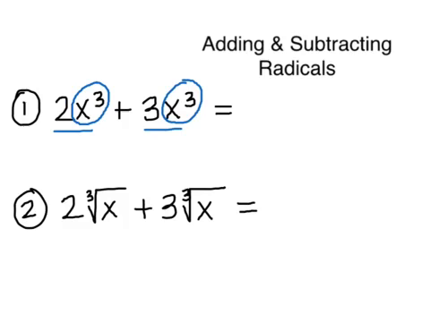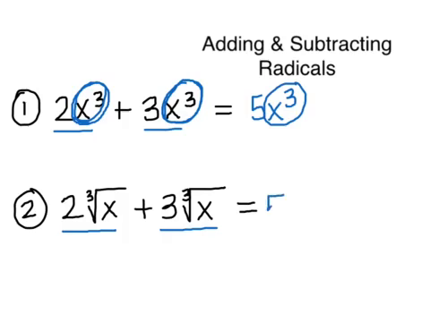Therefore, we're allowed to add the coefficients, but we don't change the exponent on the variable. In other words, you have 2 of these and 3 of these, and now you have 5 of these. So when you get into radical expressions, it's the same situation and same rules apply. So if you have 2 of these plus 3 of these, you now have 5 of these.